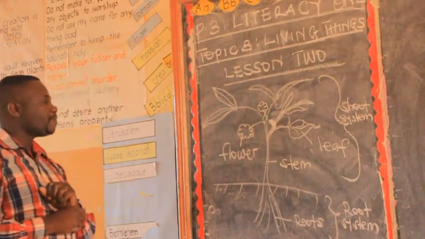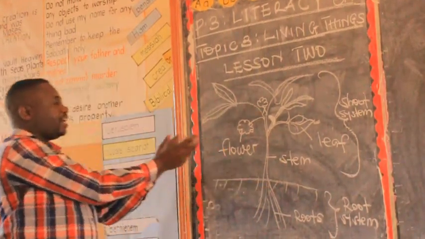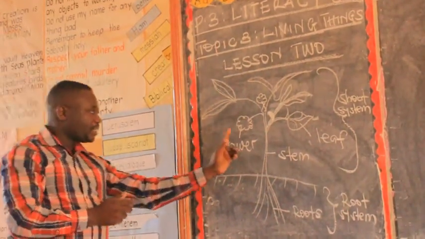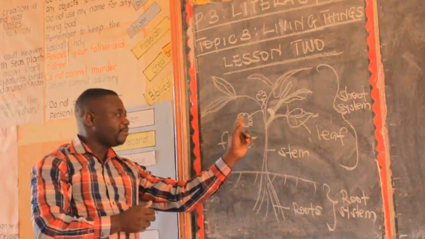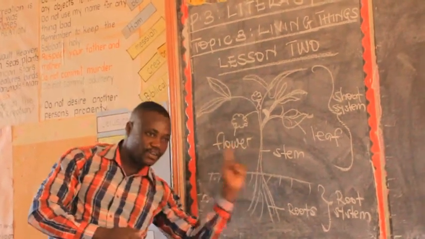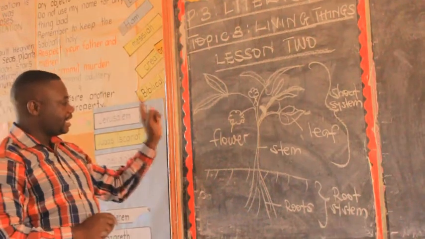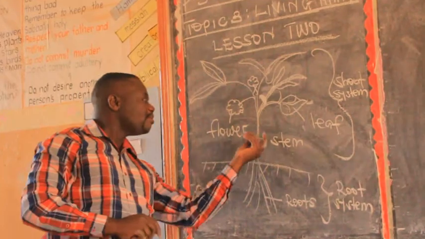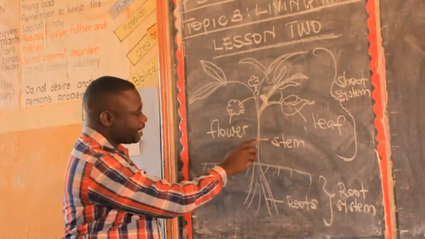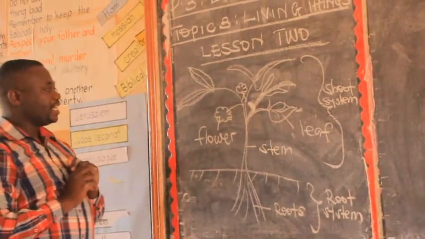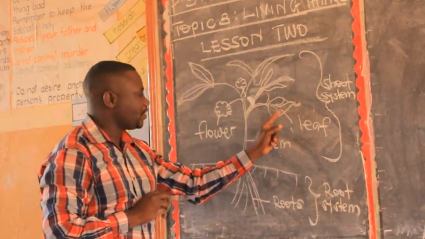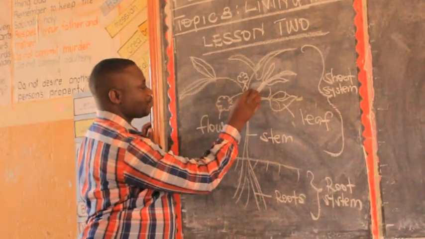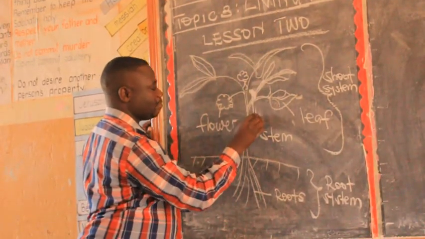Now, straight away, we are naming parts of a plant. This part of a plant is called the flower. Okay? And then this part which moves upwards is known as the stem. Then this part is known as the leaf. And then this part here is known as the bud.